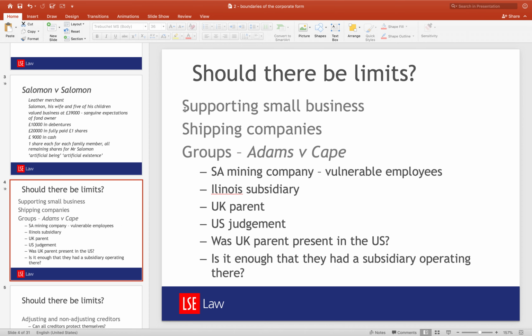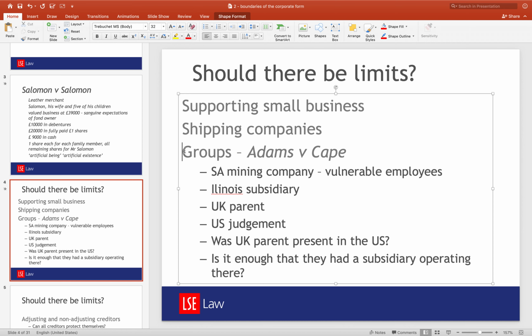And that makes perfect sense. Company law should be there to support small businesses. But the question is, are there limits to it? In particular, I gave you the example of shipping companies. In international shipping, every ship is held by an independent company, or rather by a company that forms part of a group of companies, so that when something goes wrong, you can just say, okay, well, that was an accident. Ship is on the bottom of the ocean. Too bad. The company doesn't have any assets, so there's no liability for that accident.